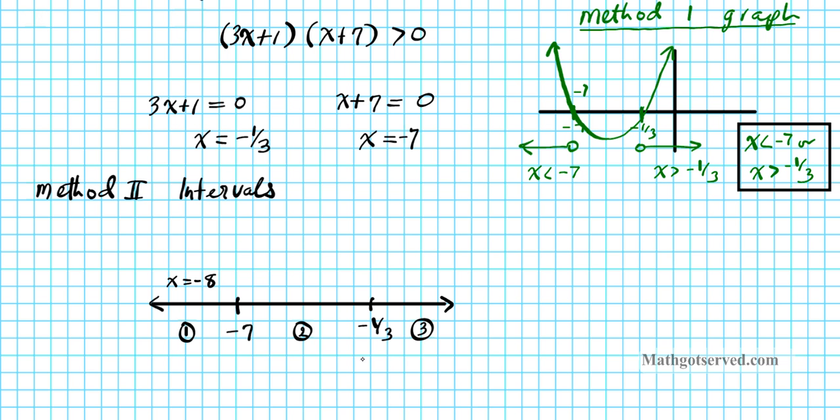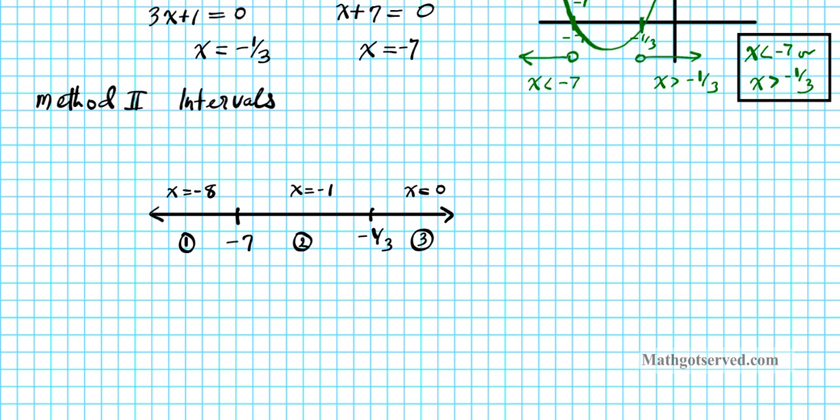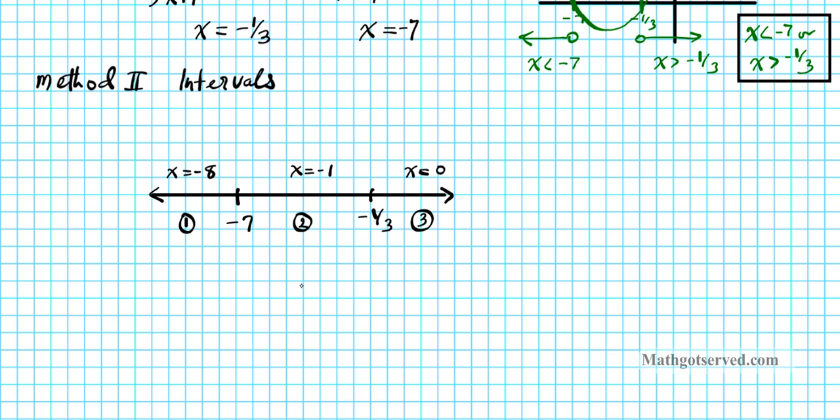For interval 2, any value between negative 7 and negative 1/3, pick something that's easy. How about we pick negative 1? All right, and then interval 3, anything that's bigger than negative 1/3, how about we just use 0? That's very easy. Okay, so we're going to test these three candidates. Whichever one is true, that means that the interval is valid.